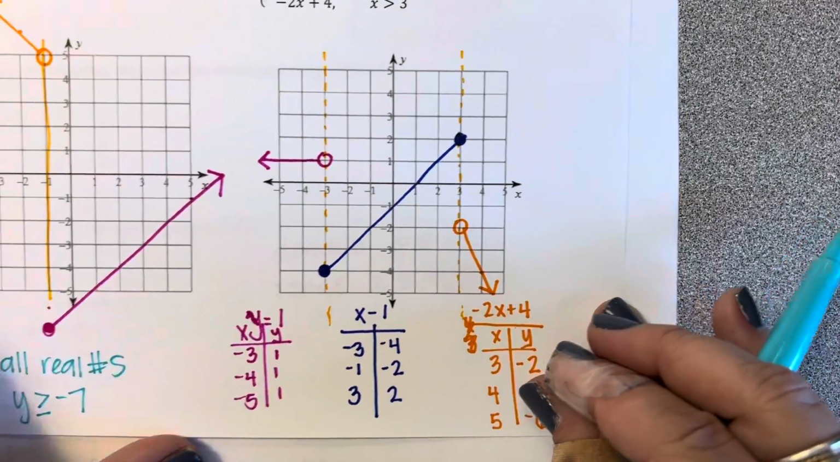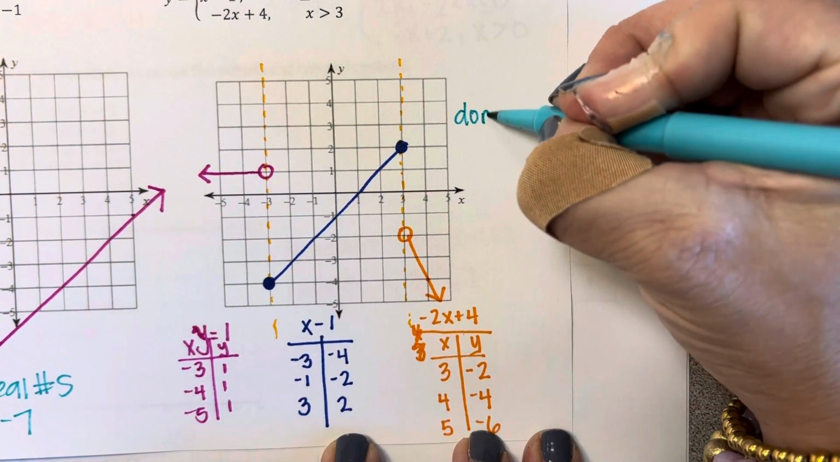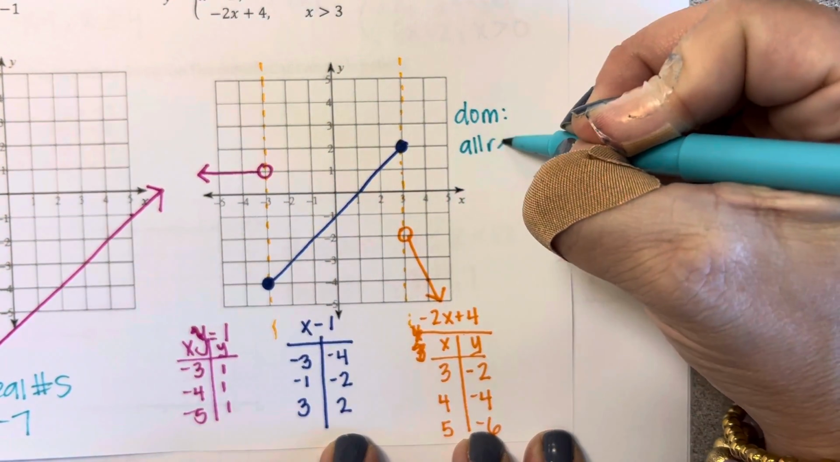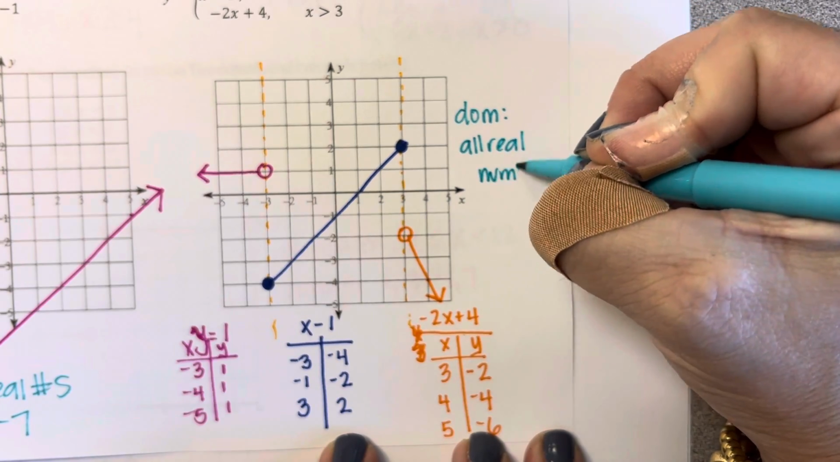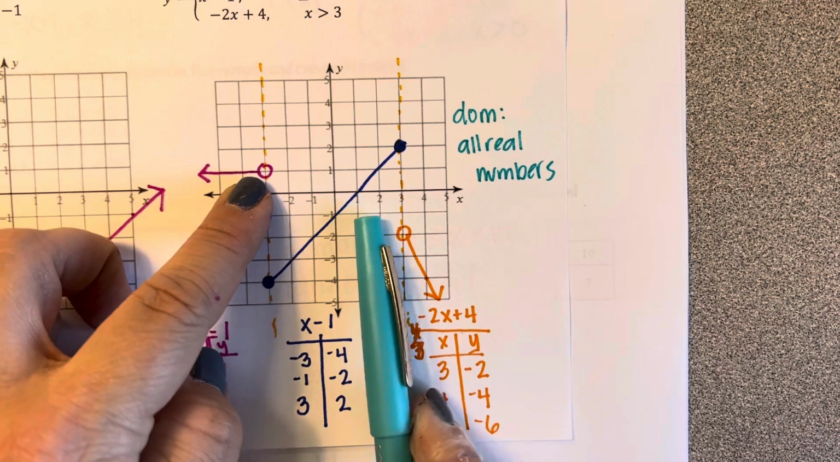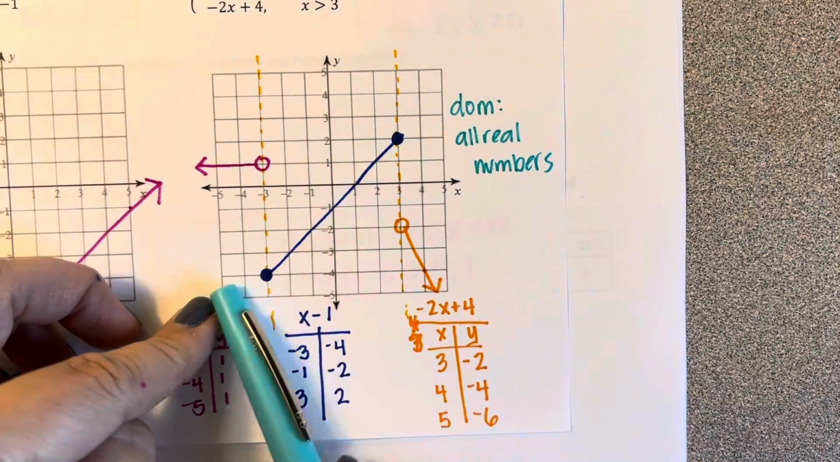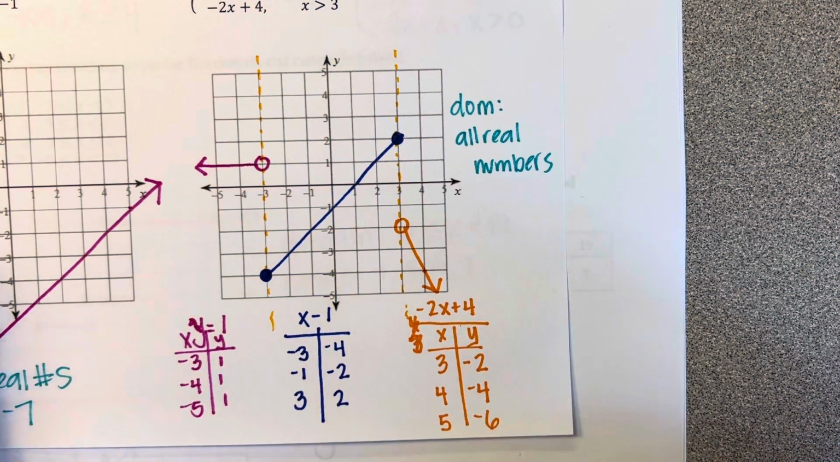And then on this graph, again, my x's, my domain is all real numbers because no x is off limits. This one goes all the way to the left. This one goes all the way to the right. All of these in the middle are included. So there's no x's that are off limits.